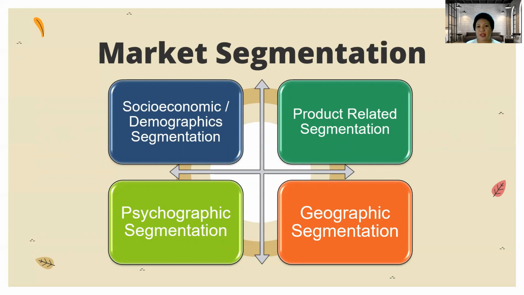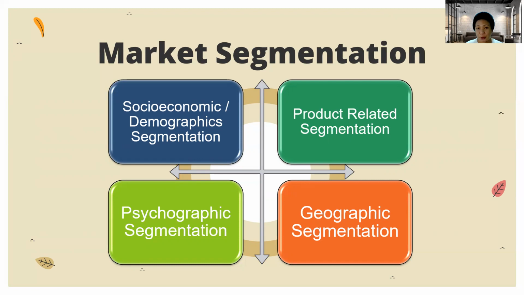Next is product-related segmentation. Product-related segmentation is where you group your market on the type of product that you're going to offer. Okay, so the advantage of this is that you know what kind of product, you know what kind of market you're going to target based on the product. All right, so examples of product-related segmentation are transportation mode, accommodation style, and types of attraction that our customers availed of. The third one is psychographic segmentation.